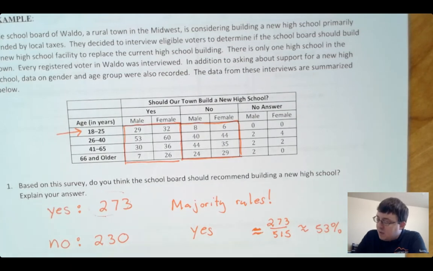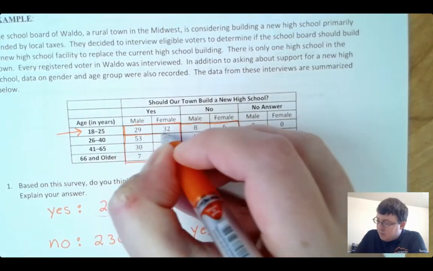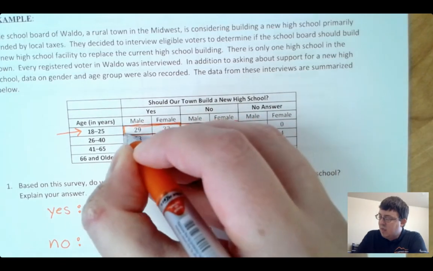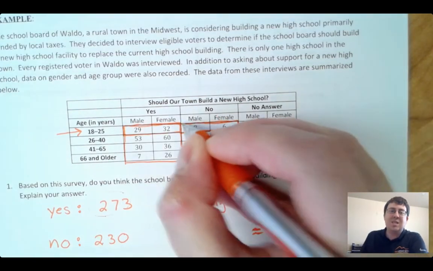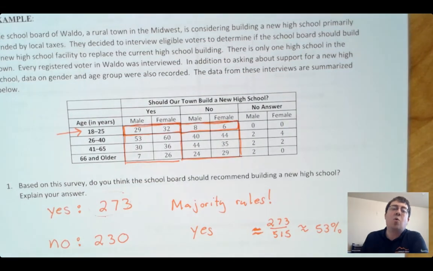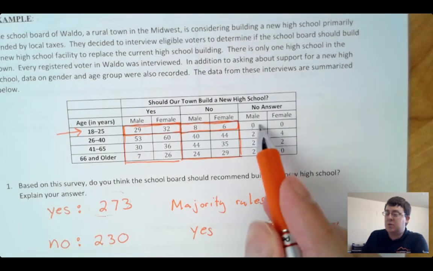Then I want to sum up these two that voted yes, and I want to sum up these two that voted no. So I can see clearly right away that there are a lot more yes votes than no votes. There are 14 no votes, and there are 61 yes votes if I add those together. And nobody abstained. Nobody said no answer. So those are all the votes I have.